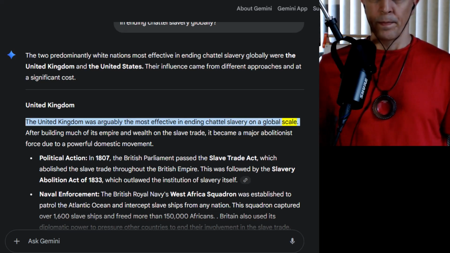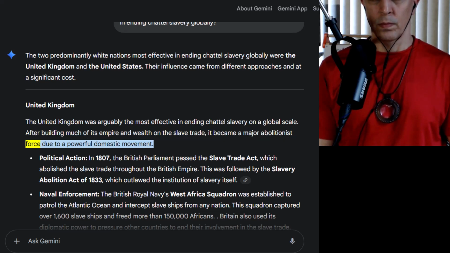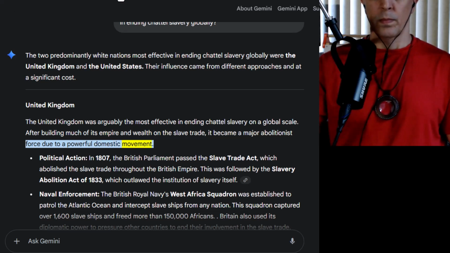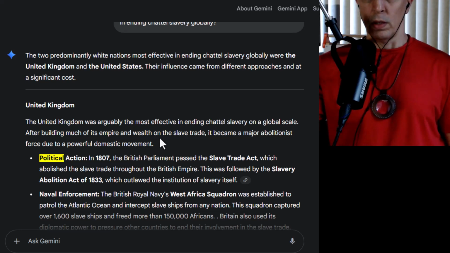Slavery on a global scale. After building much of its empire and wealth on the slave trade, it became a major abolitionist force due to a powerful domestic movement. And now it says that the British Empire built its wealth on the slave trade, which in those days, everybody built their wealth on slave trades. It was Arabs, Africans.